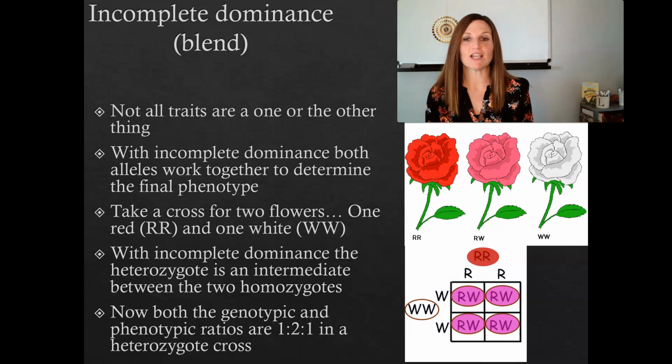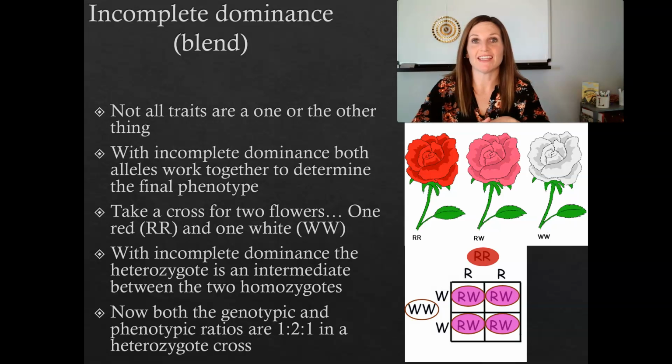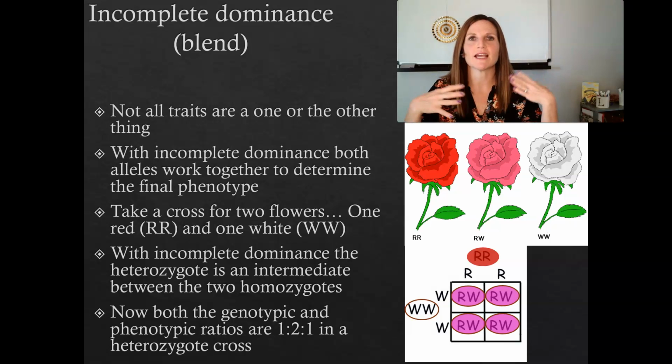So the first thing we're going to talk about are some special cases of genetic inheritance where we don't see a true dominant recessive inheritance type in our genetics problems, and so we have to broaden the way we think about the way things are inherited. The first one we're going to talk about is something called incomplete dominance.